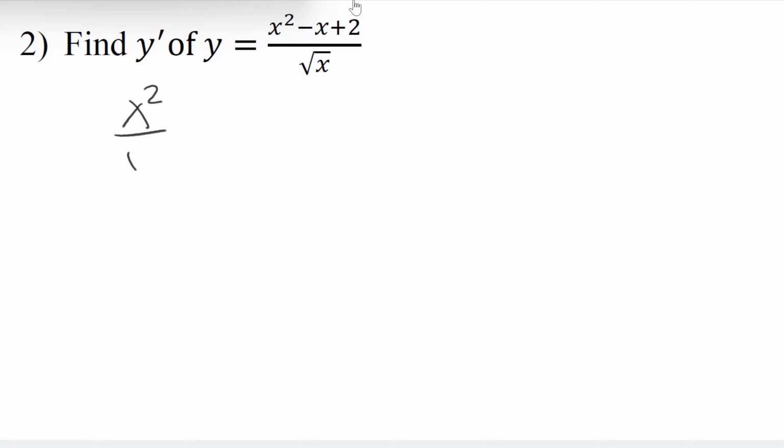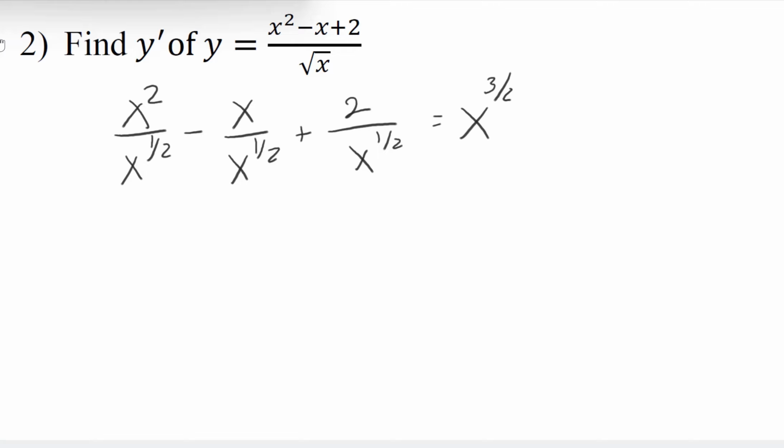So we have x squared over the square root of x minus x over the square root of x. Actually, I'm going to change that before, and get rid of the square root of x. So it's x squared over x to the 1/2 minus x over x to the 1/2 plus 2 over x to the 1/2. So I've got x to the 3/2 minus x to the 1/2 plus 2x to the negative 1/2. I just literally divided them all by x to the 1/2. And now they're doing exactly the same thing we basically did in the last problem.